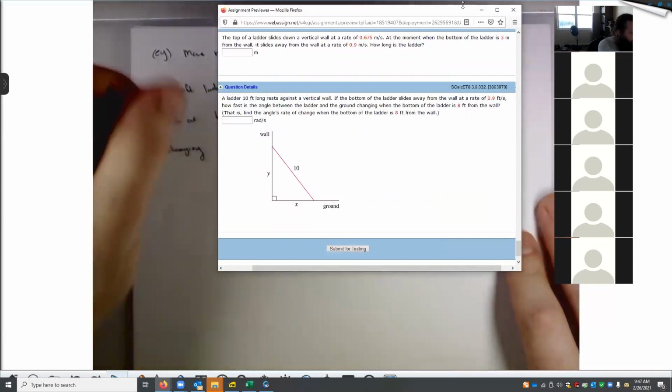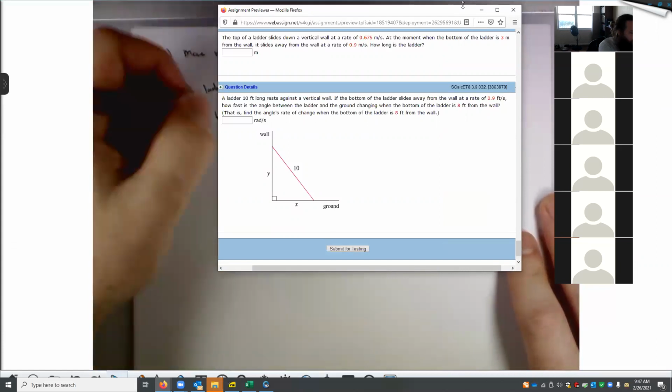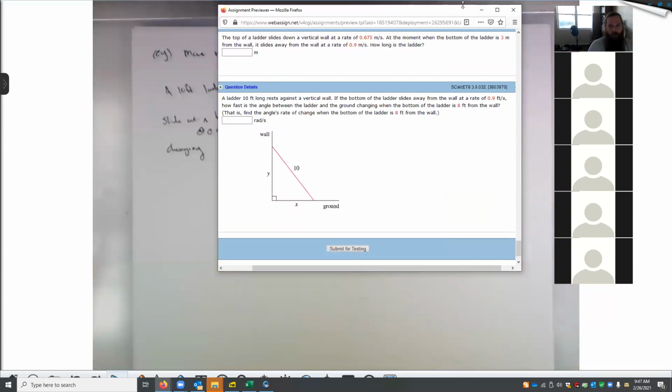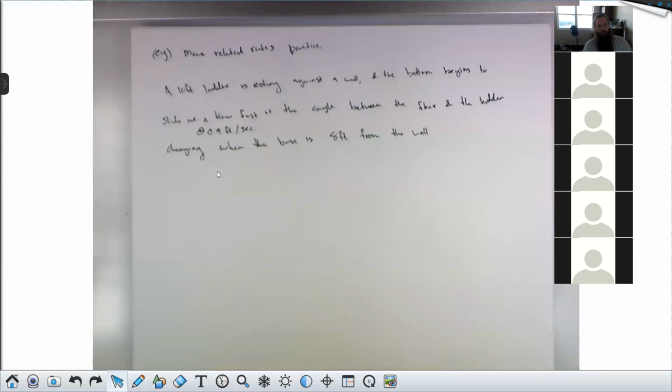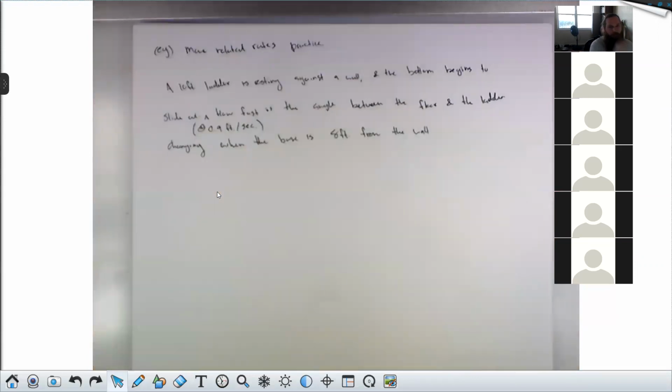Slide out at, what was the speed? 0.9 feet per second. Okay, here we go. This is me inserting the speed on the baseline.